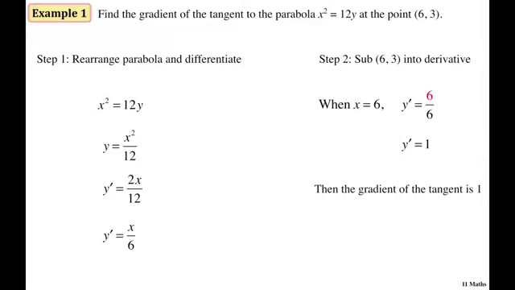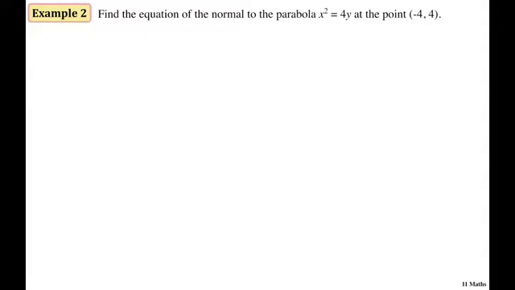One more example for this exercise. This one's a little bit different because it doesn't say find the gradient, it says find the equation, and the equation of the normal, not the equation of the tangent. Remember, normals and tangents are at right angles to each other.